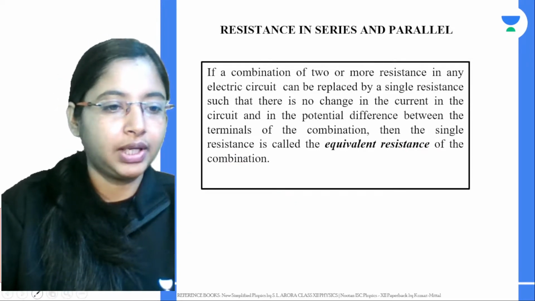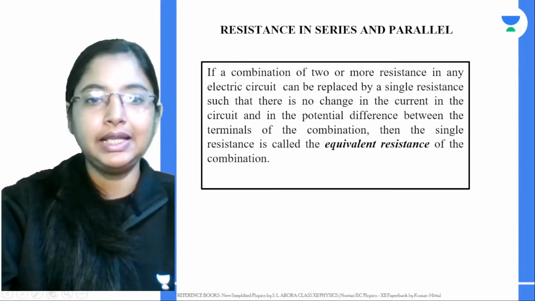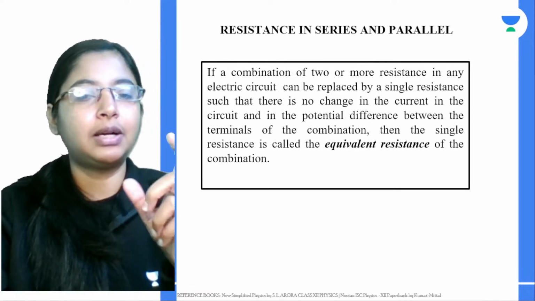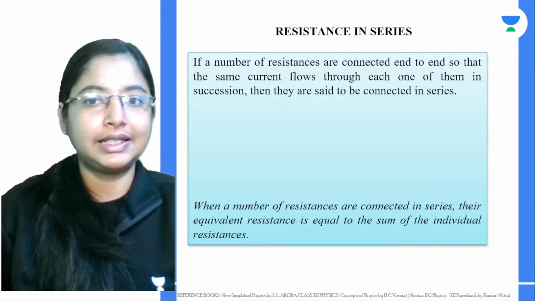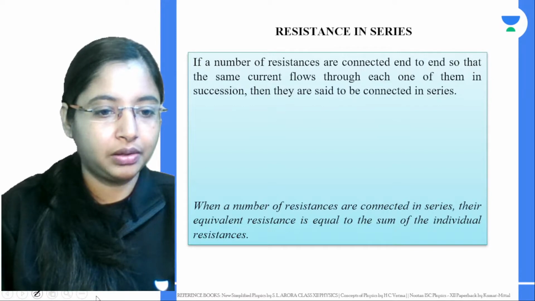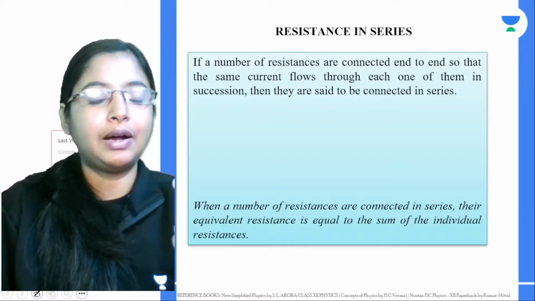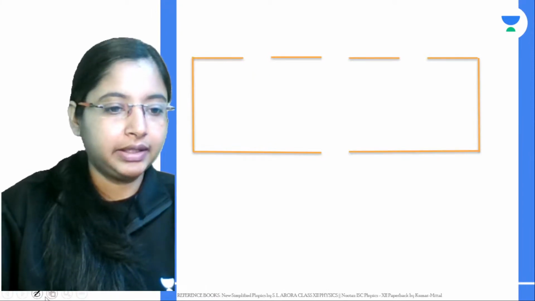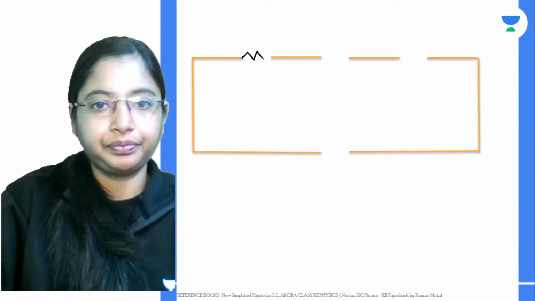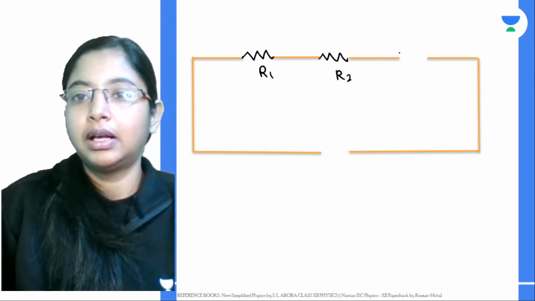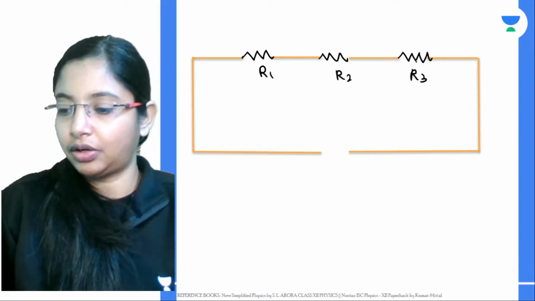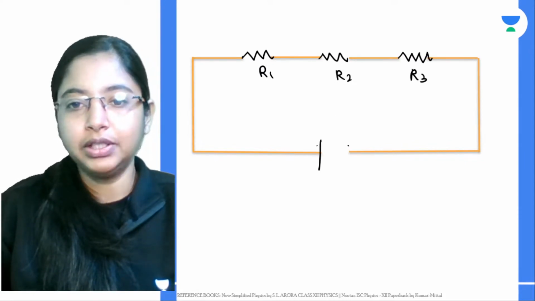There are various ways in which you can combine resistors. One is in series, another is in parallel. When a resistor is connected in series, it is connected in such a way that the resistances are connected one next to another. Let's say this is R1, R2, and this is R3. Now this is connected across the ends of this battery.